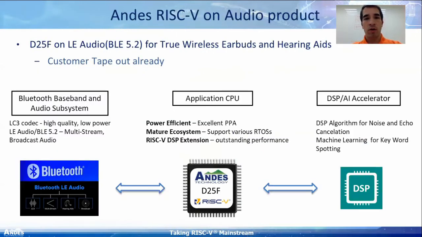Let's have some examples. Actually, that's a real product. One of our customers made this product. He was using our core D25F. I will have some details on the D25F later. Our customer made a chip for true wireless earbuds and hearing aids. The chip is already taped out and we do have the approval to talk about this. The customer used our D25, like I said, and he was also using the RISC-V DSP extension to accelerate some of the noise and echo cancellation algorithms, but also to add some support for machine learning for keyword spotting, for example, hey AirPod, volume up, or hey earbud, volume down, something like this. The SoC is also doing partly the Bluetooth codec and the LC3 codec, like for the audio codec coming in.